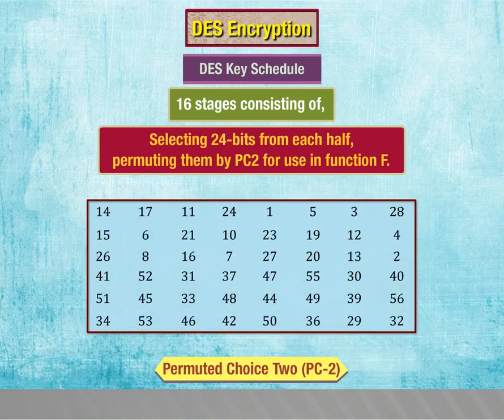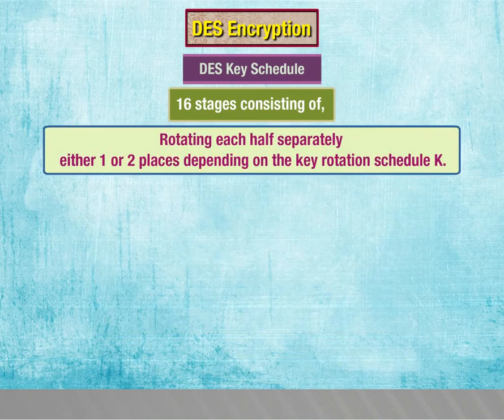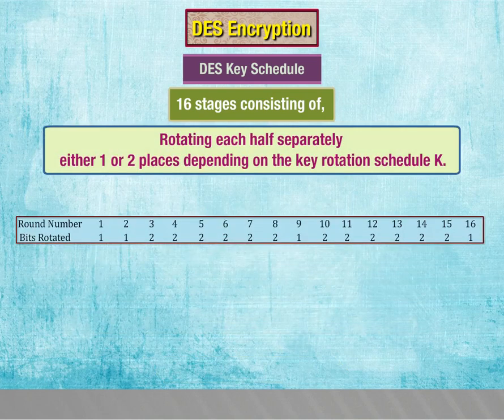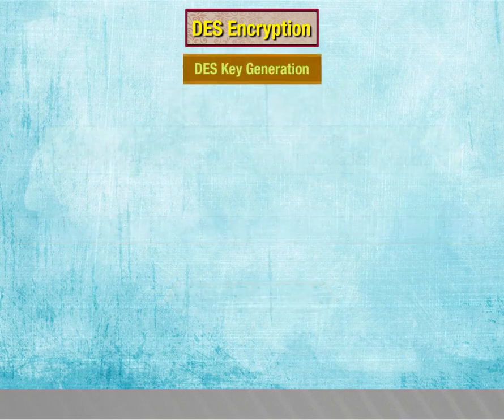Permuted choice 2, PC2. Rotating each half separately, either 1 or 2 places depending on the key rotation schedule K. Schedule of left shifts. DES key generation.